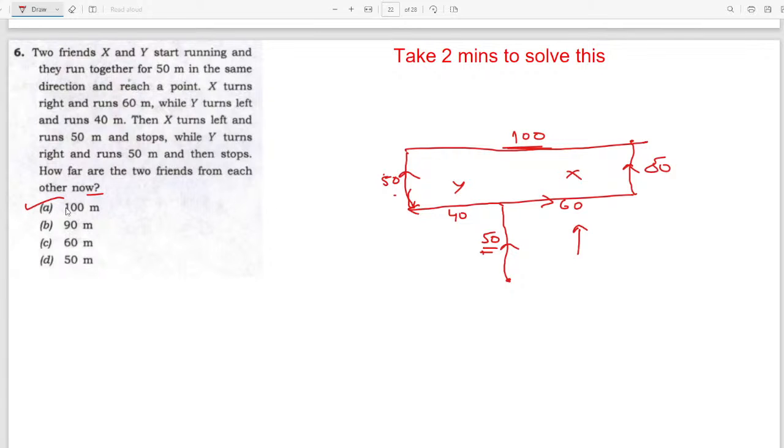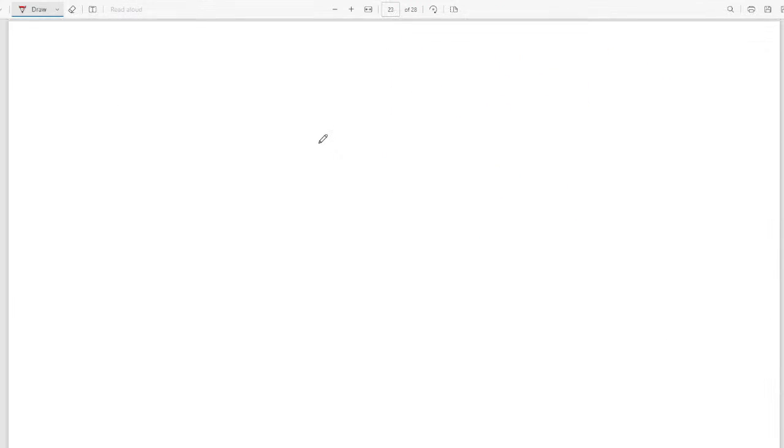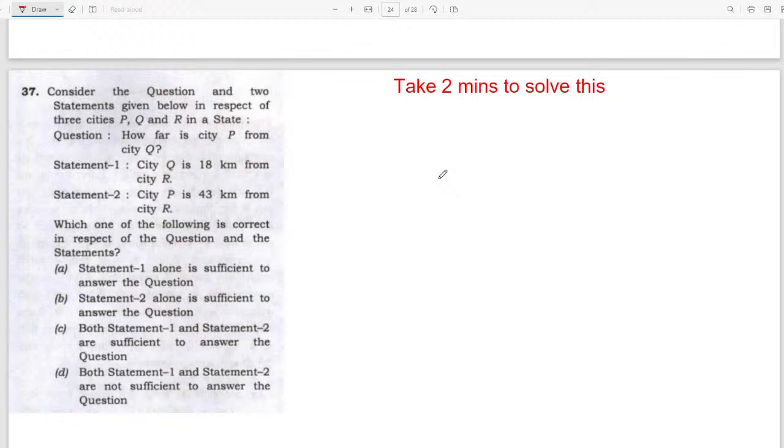I hope this is clear. There's one more. This is the last question of the day. If this is clear, we'll move to the last question. Take 2 minutes to solve this question.